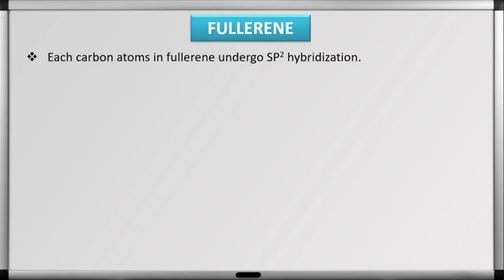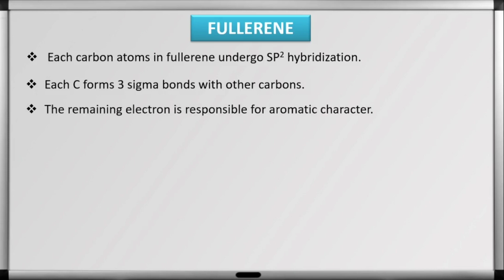ओके, so now see here the detail and some properties or information about the fullerene. Each carbon atom in fullerene undergoes sp2 hybridization. So like graphite, the fullerene also shows sp2 hybridization. Each carbon forms 3 sigma bonds with other carbons, and the remaining electron is responsible for the aromatic character. Here जो काही एक इलेक्ट्रॉन उरलेला आहे व्हॅलेन्स सेलचा, कारण कार्बनचे 4 अनपेड इलेक्ट्रॉन असतात, व्हॅलेन्स सेलमध्ये 4 अनपेड इलेक्ट्रॉन आहेत. Out of that 3 electrons are involved in the bonding with other carbons.